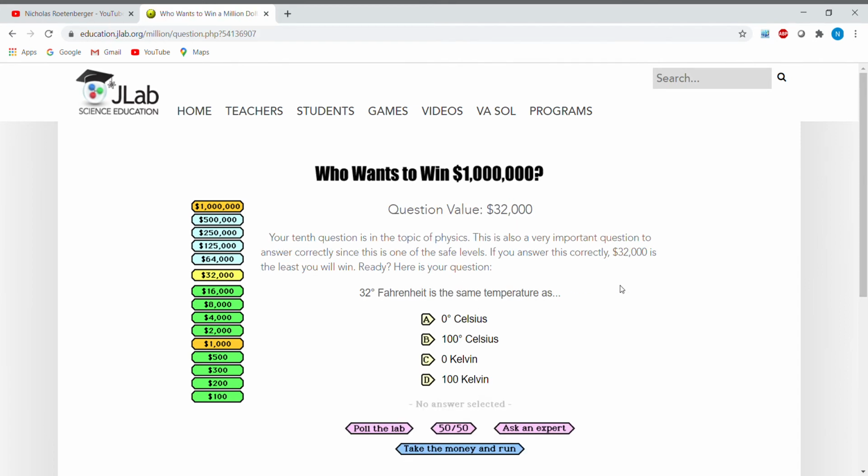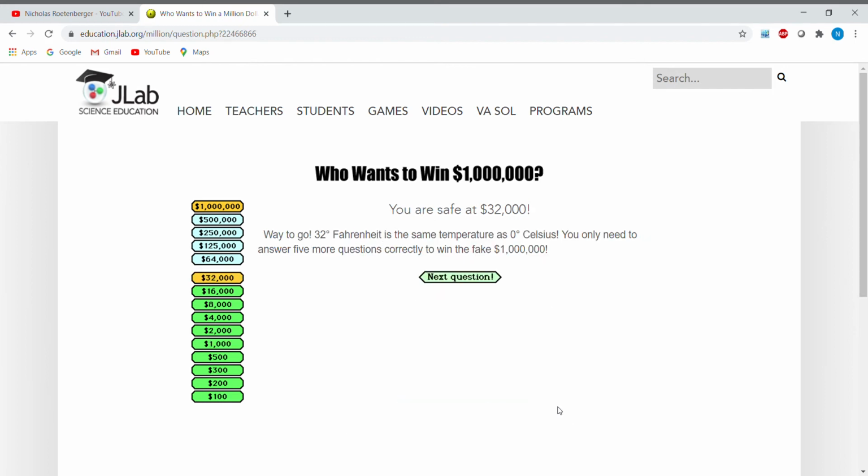This is for $32,000, from the second safe haven of the game. 32 degrees Fahrenheit is the same temperature as 0 degrees Celsius, 100 degrees Celsius, 0 Kelvin, 100 Kelvin. Well, I do know that for water to freeze, it would have to be at 32 degrees Fahrenheit and 0 degrees Celsius. So let's go with A, 0 degrees Celsius. We got it right! We got $32,000!